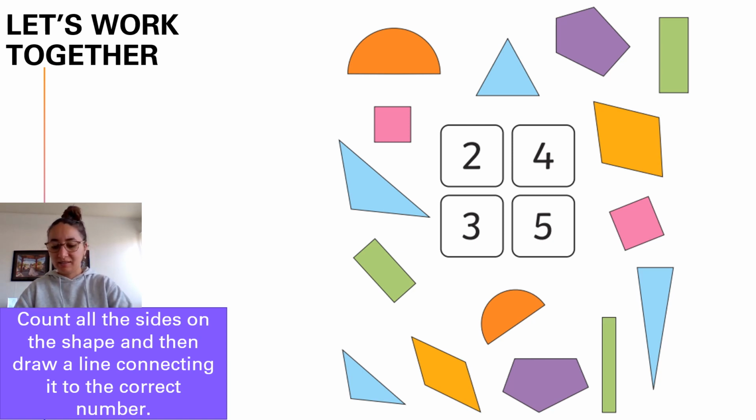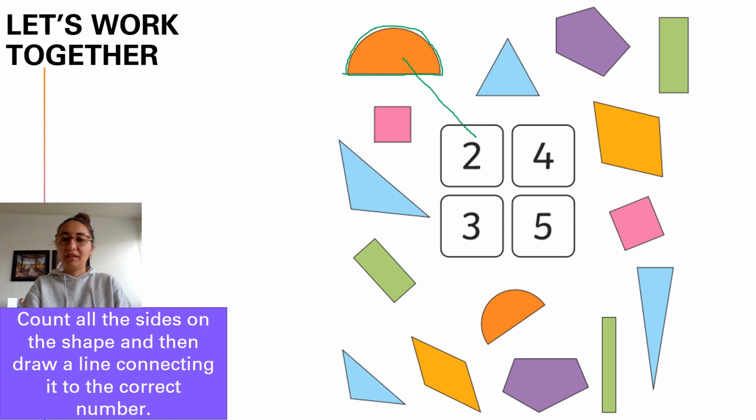Now if we have a look at these pictures of different 2D shapes, some regular and some irregular, our job is to count all the sides on the shape and then draw a line connecting it to the correct number. I'm going to start with this half circle. We can call it a semicircle. It has one curved side and one straight side. So it's not just one side, because it has one straight and one curve, together there are two sides. So that would join to the number 2.